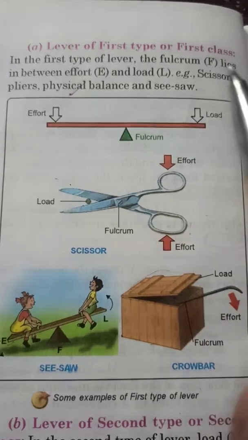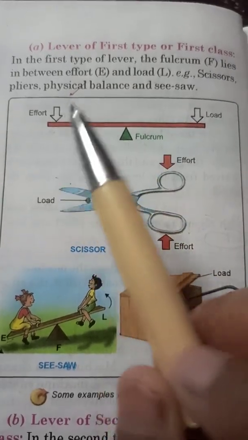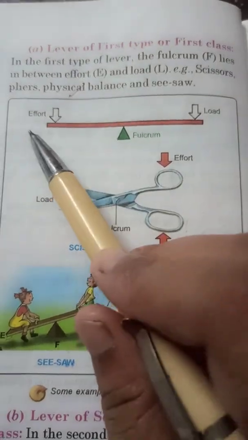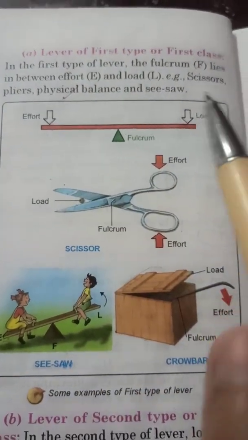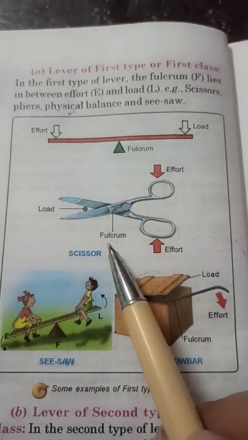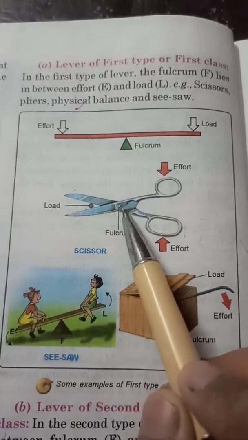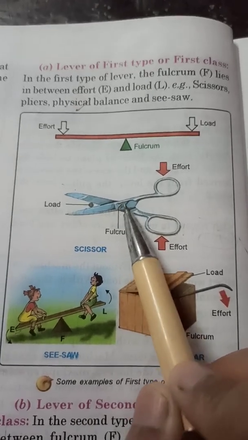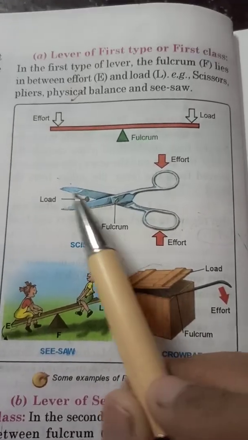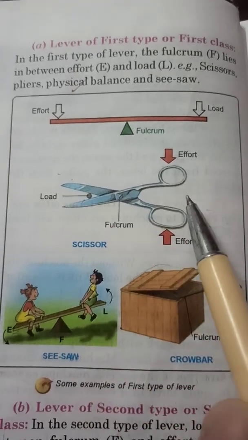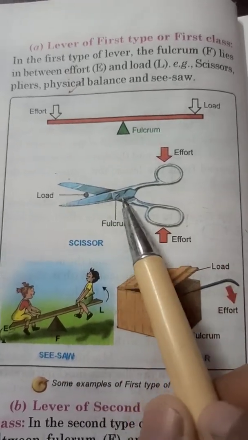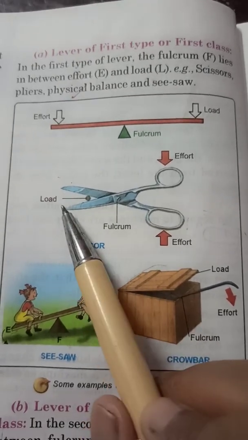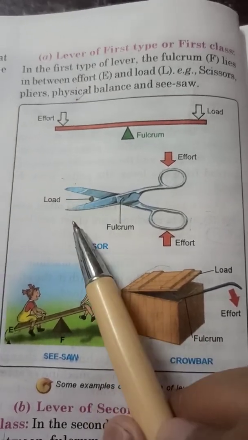Okay, and we need to remember this, that in first type, where is the fulcrum? Fulcrum is between effort and the load, and their examples are scissor. Now see, this fulcrum is in between, because this is the fixed point. We can't move this point. We can move this point, and we can also move this point in a scissor, but we cannot move this part. So this is fulcrum, and whatever we need to cut, we used to keep it over here.